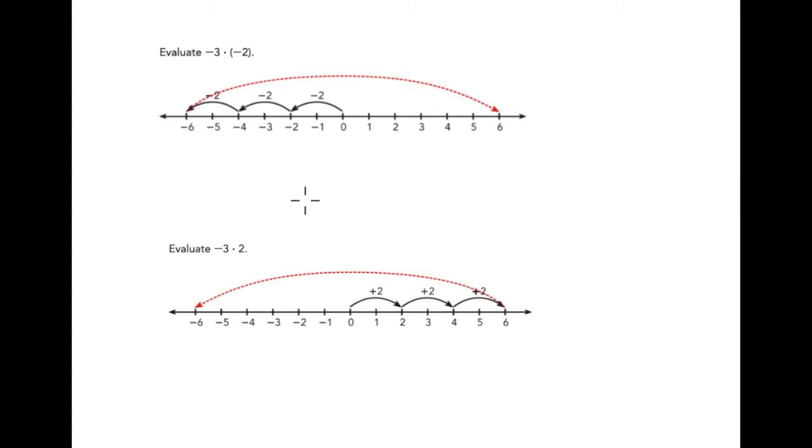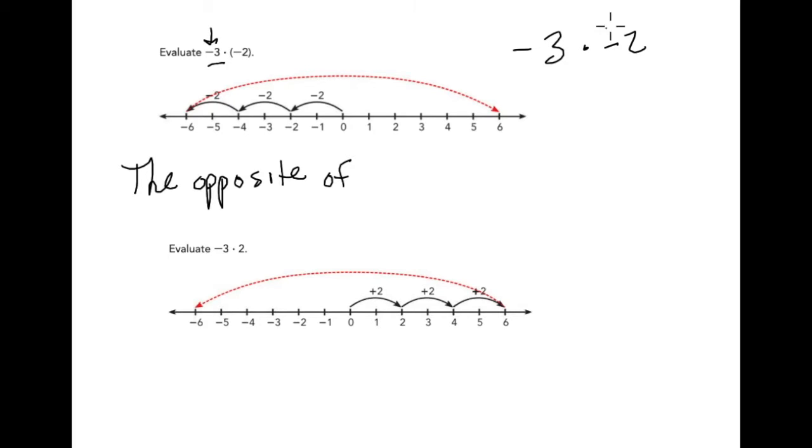We had a negative 3 times a negative 2. You cannot have negative groups. So what we could say, we could use a negative, and we could read that as the opposite of. So when our first integer in a multiplication problem is a negative, we could say that that is the opposite of, and if we started with a negative 3 times a negative 2, we said the opposite of, which was that negative, then we're left with 3.